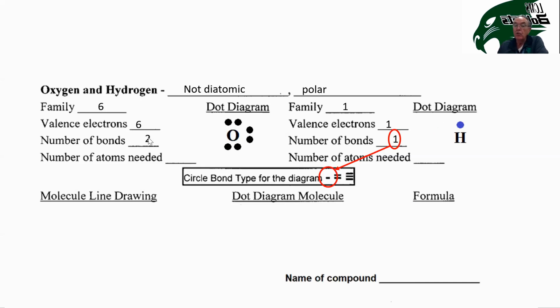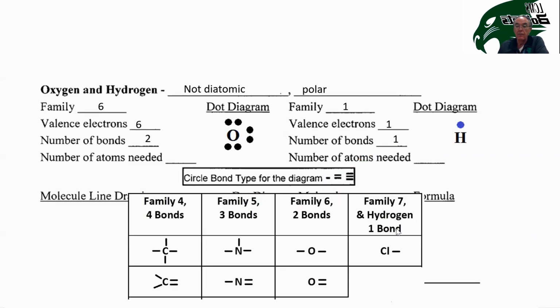Now the oxygen wants 2 bonds, so it's going to probably take 2 singles to satisfy the needs of the oxygen. Okay, so we're going to look at our chart, and we're going to look at the kinds of bonds the oxygen and the hydrogen are going to be using. Well, we have circled single bonds, so we're going to find oxygen is in family 6, and the only way family 6 can bond is it can make 2 single bonds, or it can make 1 double bond. Hydrogen is in family 7 and hydrogen makes 1 bond.